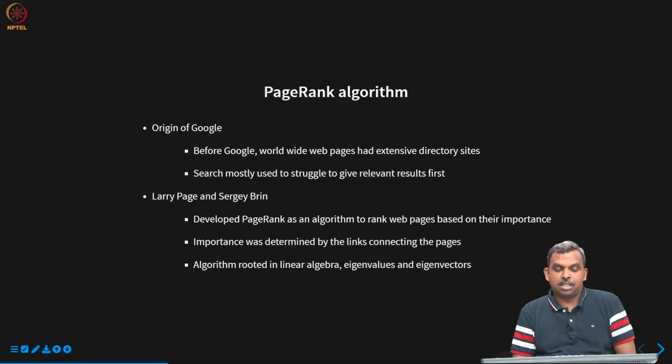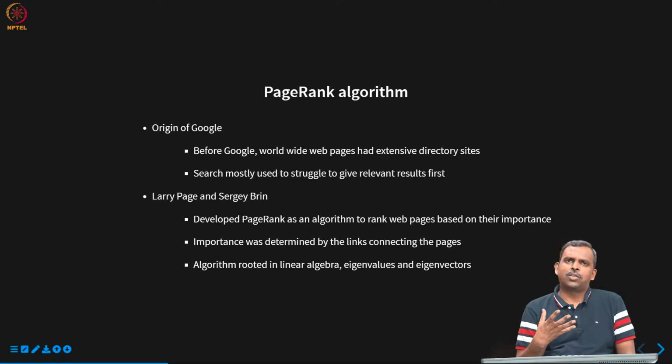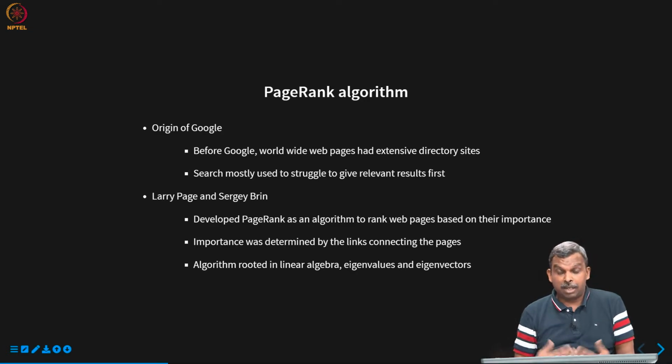Then Larry Page and Sergey Brin came along, and they developed PageRank as an algorithm to rank web pages. And they could give really good results. The results from Google were spectacular. You'd really get what you wanted to find quite easily, and search has become such a huge thing today. It's been more than 25 years since then, but still it's huge.